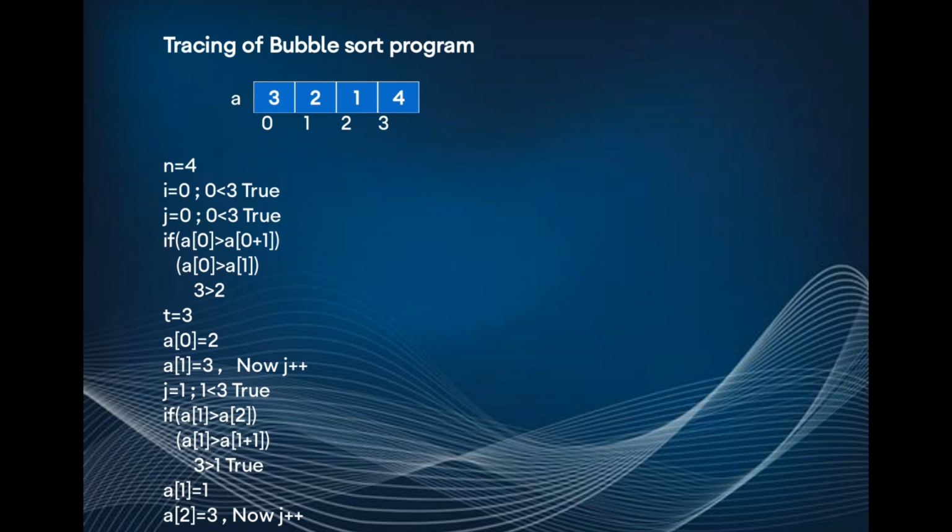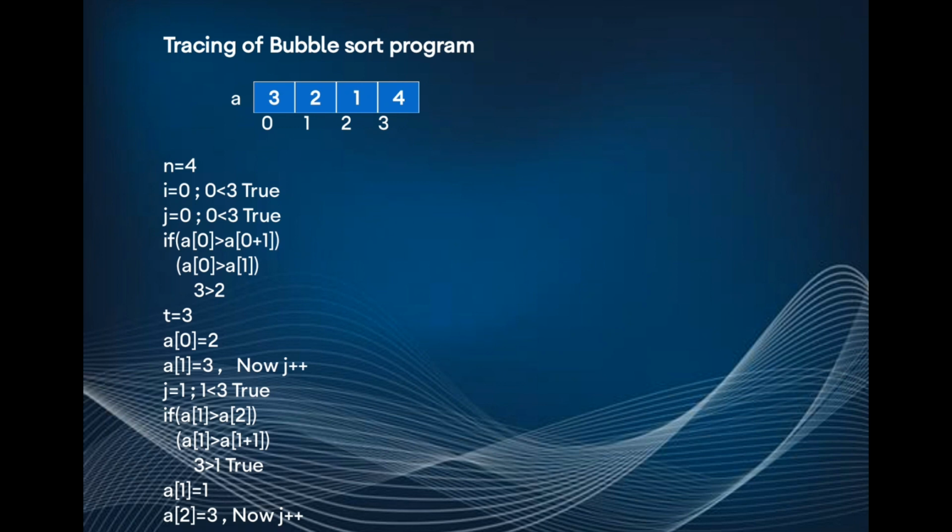Now the tracing of the bubble sort program. Here I have taken 4 elements: at position a[0] it is 3, at a[1] it is 2, at a[2] it is 1, and at a[3] it is 4. So now I am going to take the n value equal to 4. We start from i = 0 because, as we know, an array always starts from index 0. So i = 0, 0 is less than 3, it is true.